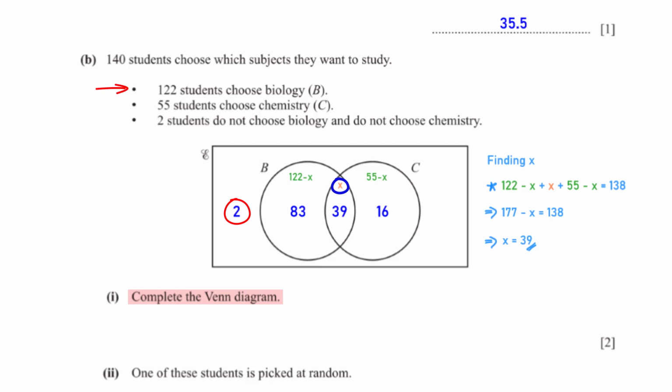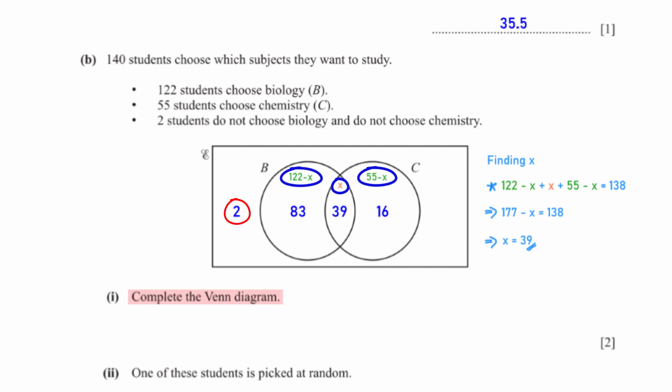Since 122 students chose biology, then the number in this region would be 122 minus X. And since 55 students chose chemistry, the number in this region would be 55 minus X. So now let's find the value of X.